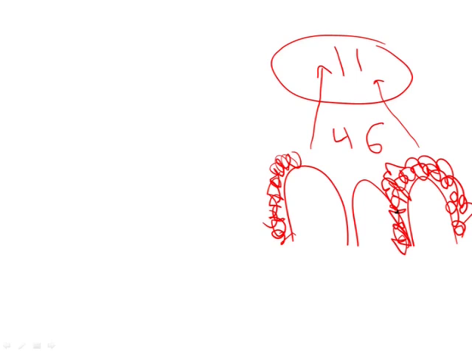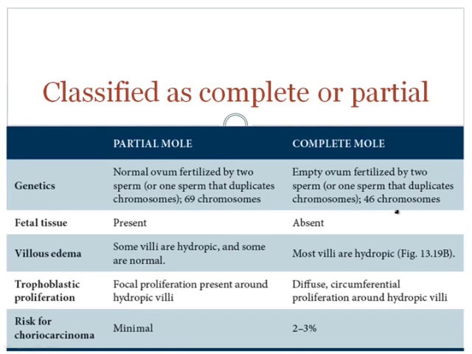And then finally, the feared complication of a molar pregnancy is choriocarcinoma. We could ask the question: which mole has a greater risk for choriocarcinoma? The answer is that the complete mole has the higher risk, about 2 to 3%. So that's the notion of a complete mole. Now let's read together from the chart in your book. So what do I say here? A complete mole is an empty egg fertilized by 2 sperm, giving you 46 chromosomes.